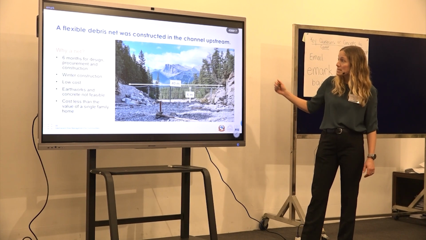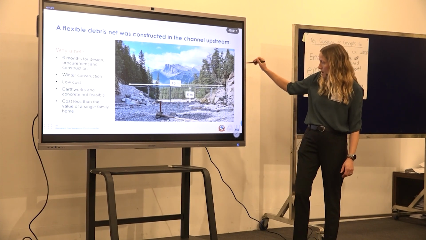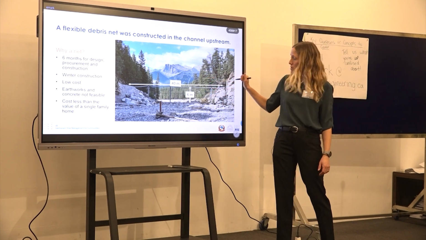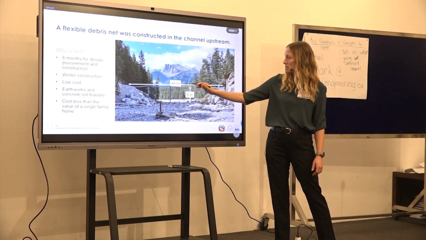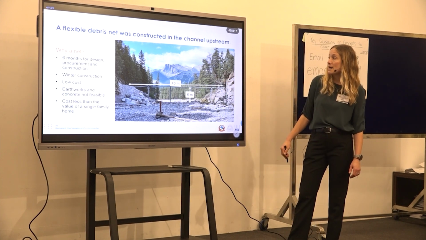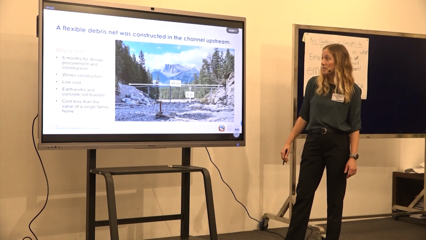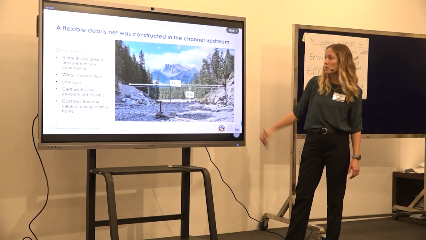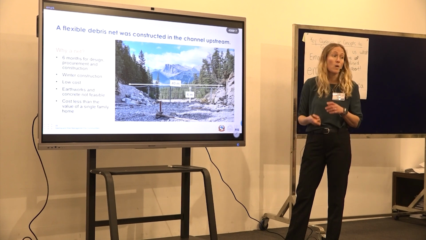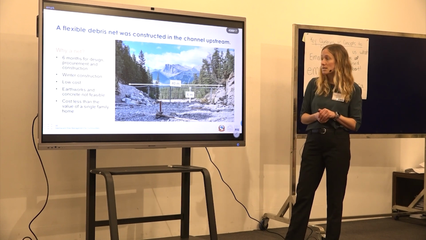And so in this case, a flexible debris net was constructed in the channel upstream. This is the Cougar Creek channel just upstream of the fan. And this net was a custom net that was about 40 meters wide, 6 meters high. And it was selected because it could be built quickly. It was possible to build this within that 6-month period. It was possible to build this in the winter. It was relatively low cost.